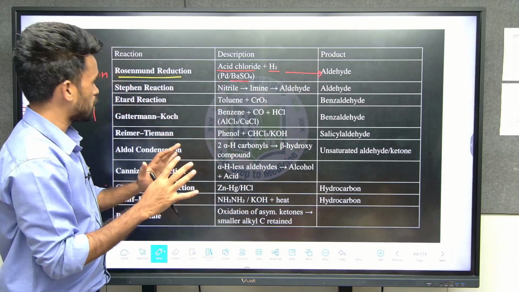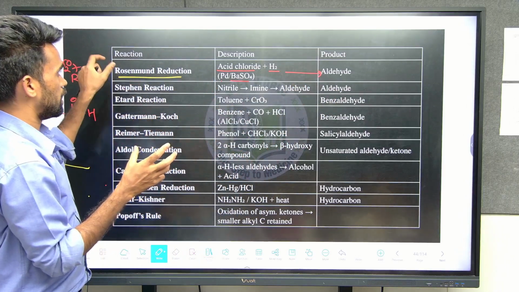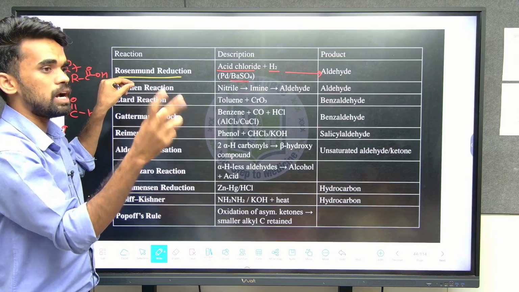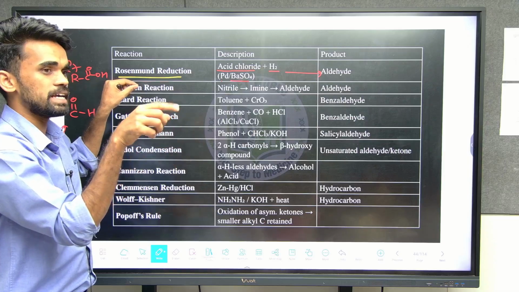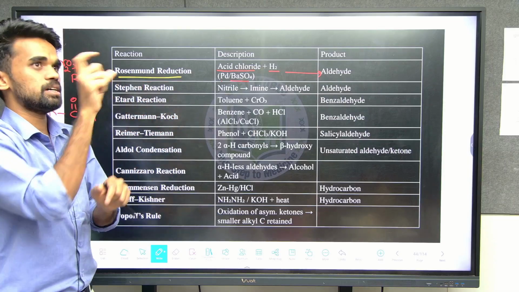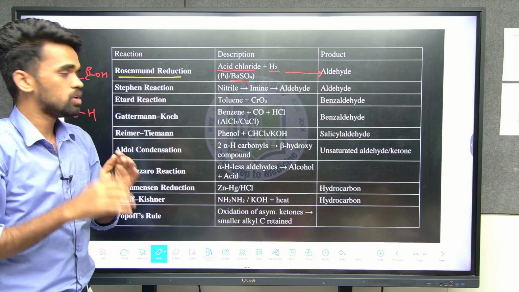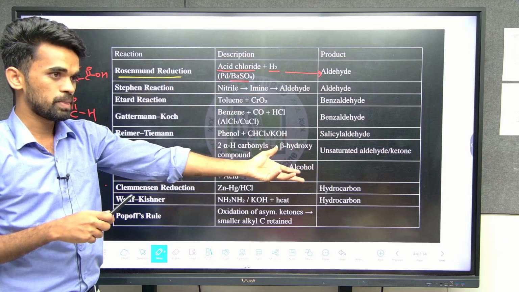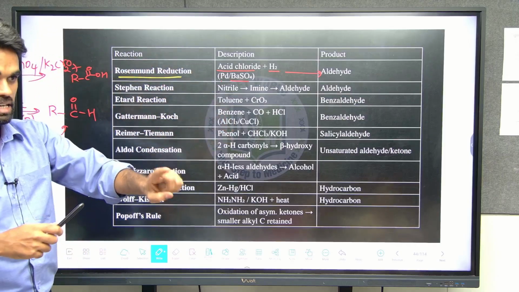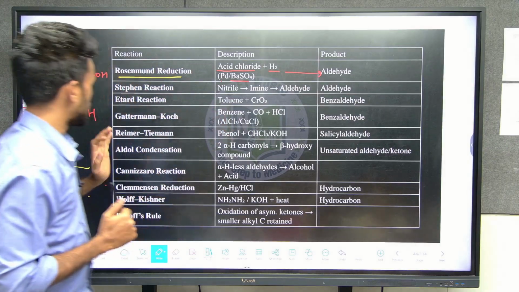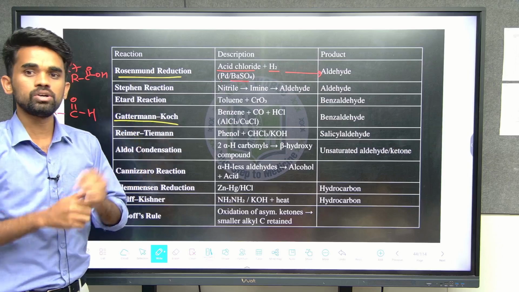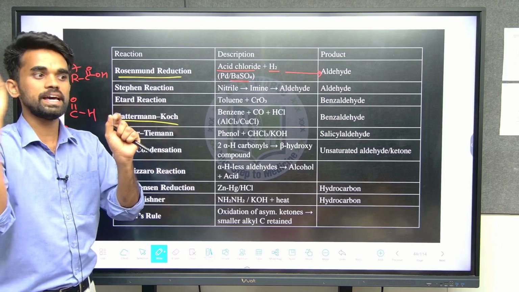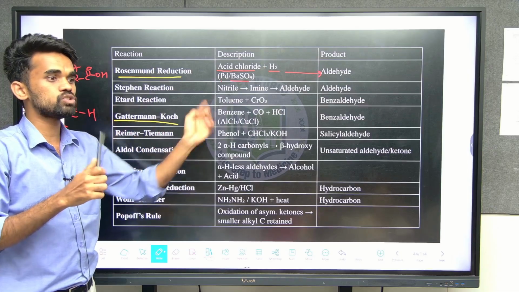You need to remember that whenever I say Stephen's reduction, it should come to your mind that alkyl cyanides convert into aldehydes. Here we will use SnCl2 plus HCl. Some kind of thing should be there in your mind, so that whenever you see that reaction in the exam, you can easily attempt it without wasting time. So you make this table after the class, not now. Next, the Gattermann-Koch reaction: benzene ring with carbon monoxide and HCl in presence of AlCl3 gives you benzaldehyde.